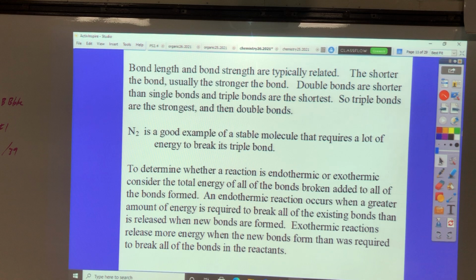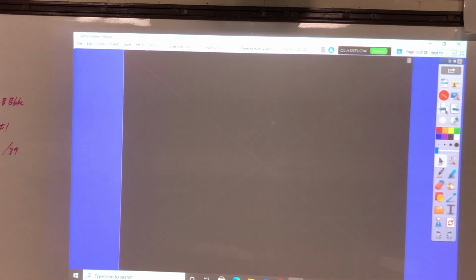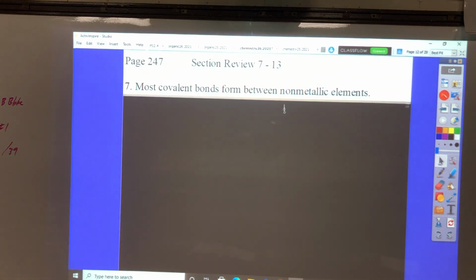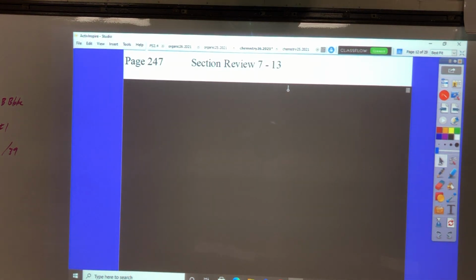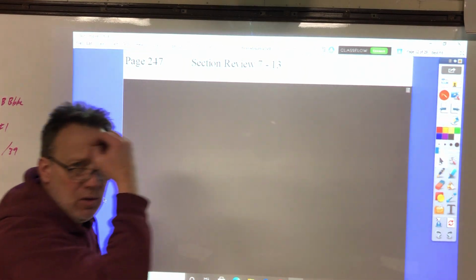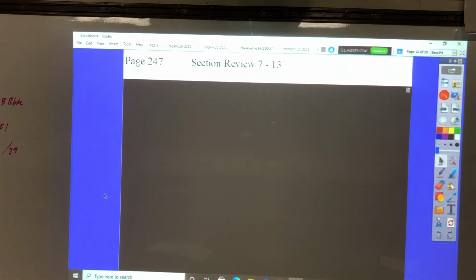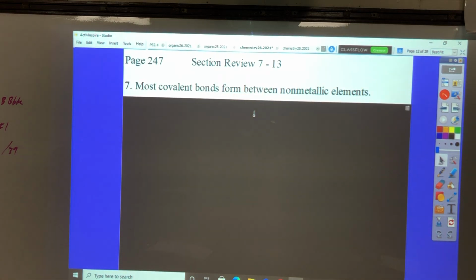Okay, going onward to something that's probably a little more familiar and a little easier to grasp. Let's go, first of all, section review, page 247, 7 and 13. Identify the type of atom that normally or generally forms a covalent bond. It's usually between two nonmetals. Most covalent bonds form between two nonmetallic elements.